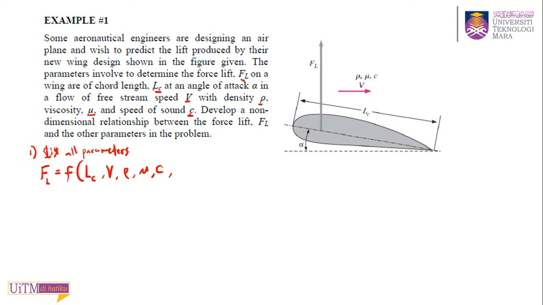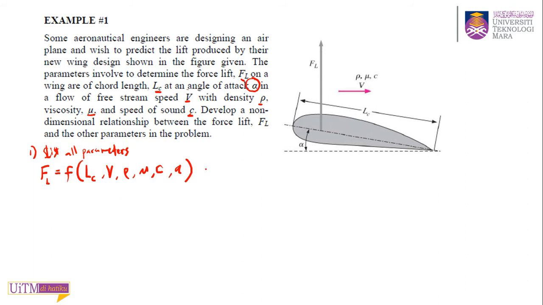No, sir. You missed this one? Angle of attack. Angle of attack as well. So that's all the parameters given in the problem. The parameters involved to determine the force lift, FL, on the wing are the chord length LC at an angle of attack alpha, in a flow of free stream speed velocity with density rho, viscosity mu, and speed of sound c.